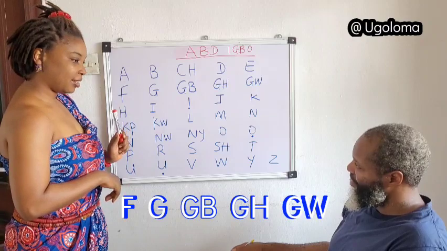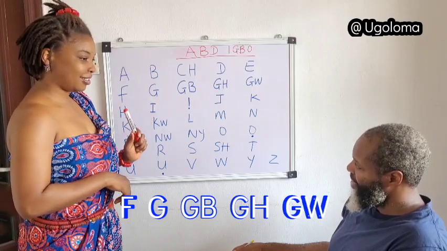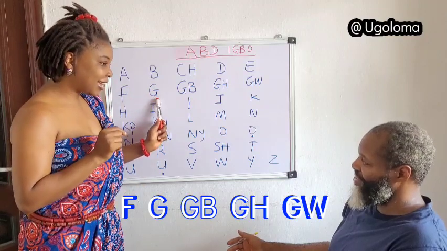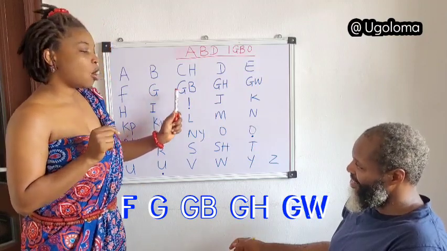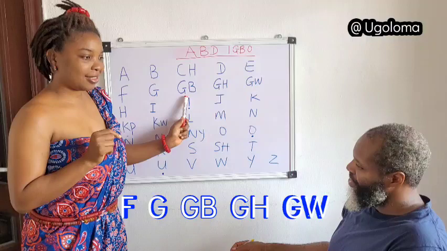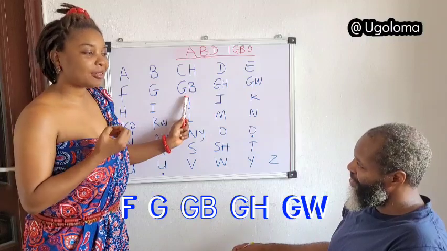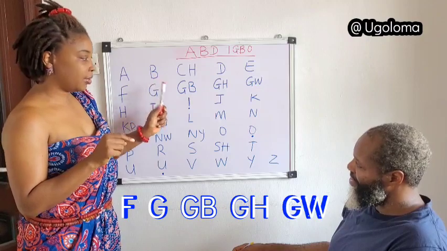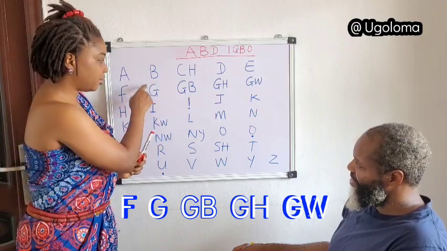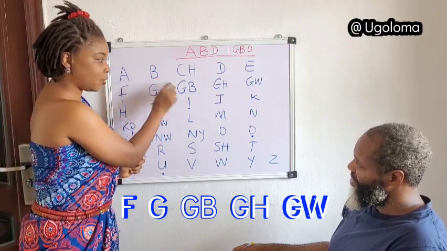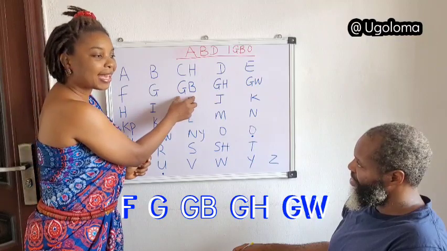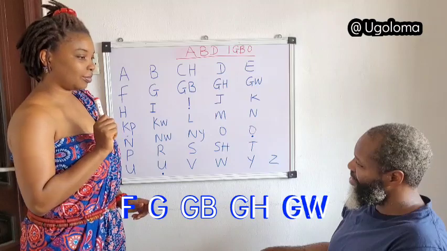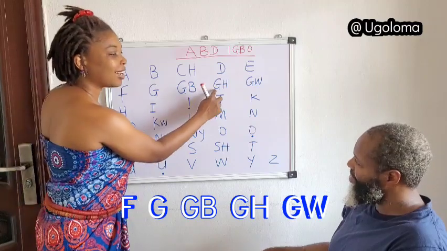F, G. This is a little tricky, so listen very well. G, Gb, Gw. Now you have here B, right? G and B together will give you Gb. Correct.